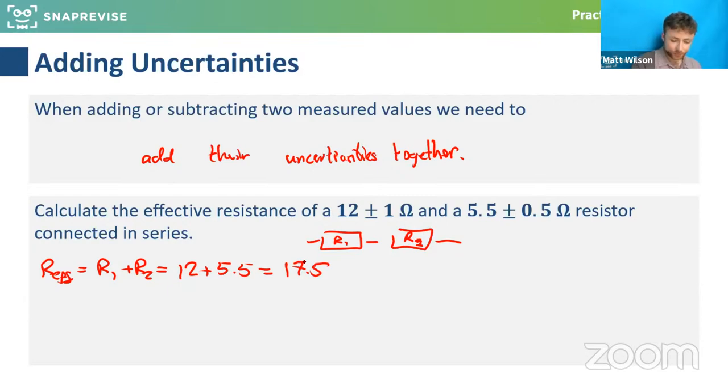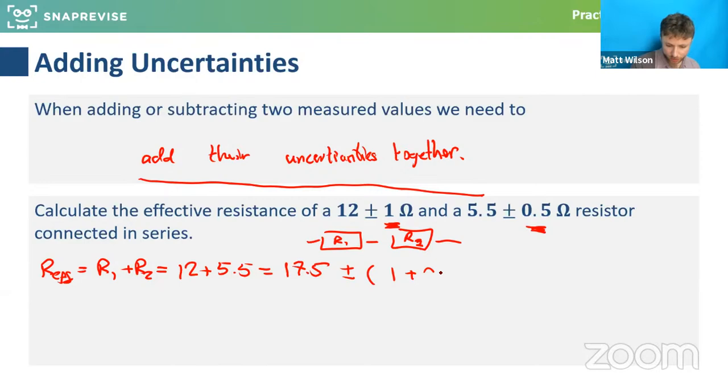But the problem we have is dealing with the uncertainties. We know it was 12 plus or minus 1. It was 5.5 plus or minus 0.5. But our result is 17.5 plus or minus something. And then we look at the rule. The rule says when you add measured values together, you add their uncertainties. So here the uncertainty is going to be the 1 from the first measurement plus the 0.5 from the other one: 1 plus 0.5. Okay, and that's all in ohms. So altogether, it's 17.5 plus or minus 1.5 ohms.